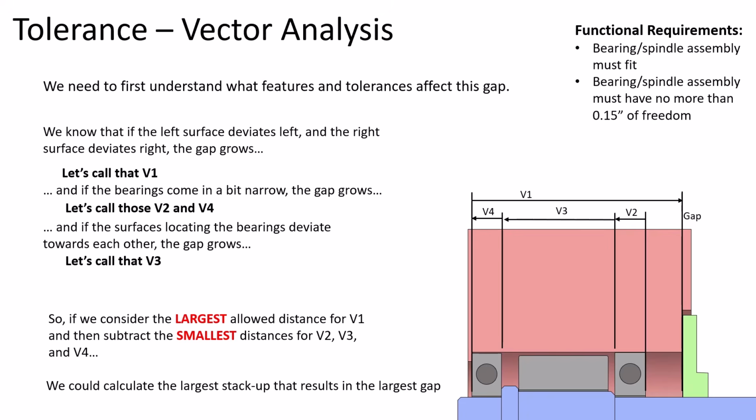But you can see where these vectors interact with each other are a zero interaction. There's no stack up. They are touching each other. The gray surface on the bearing is touching the purple surface on the shaft. This allows us to assume a stack up.